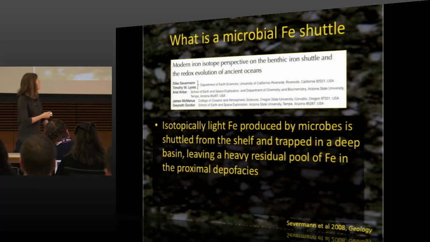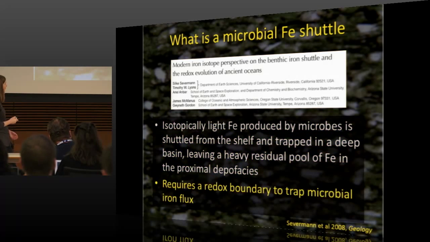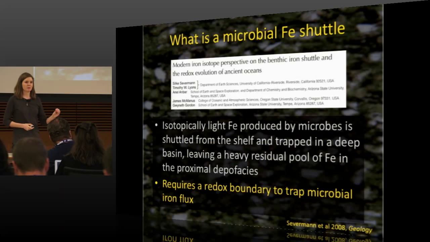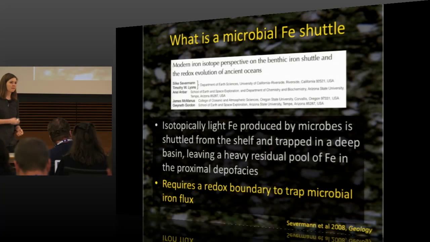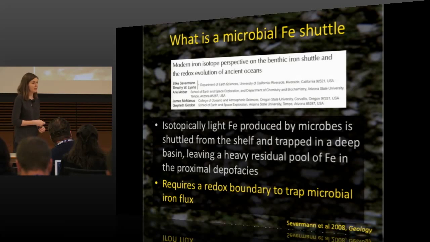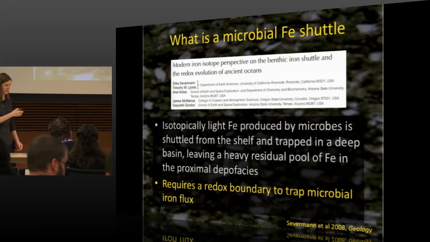Now, another important aspect of this study is that it required a redox boundary in order to trap the benthic iron flux, or the microbial iron flux. And in fact, every study that I've come across of a microbial iron shuttle requires a redox boundary in order to get that inverse correlation between iron concentration and iron isotopes. So this is a modern environment study. How does this apply to the Mesoarchean? And this is where it gets fun.